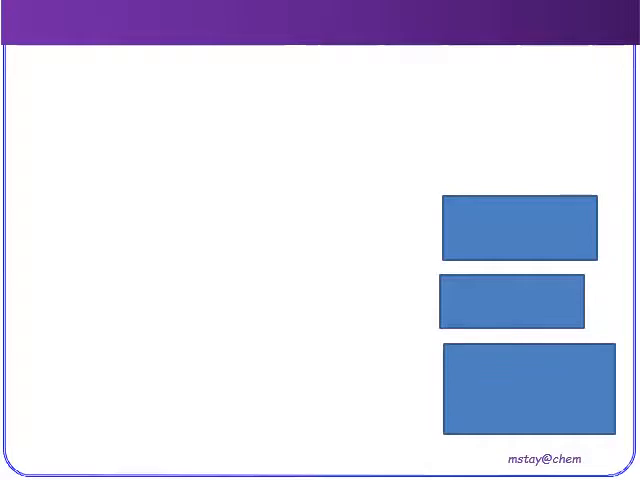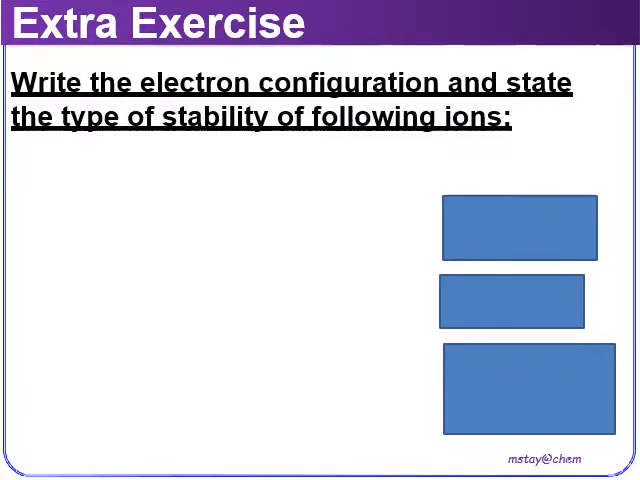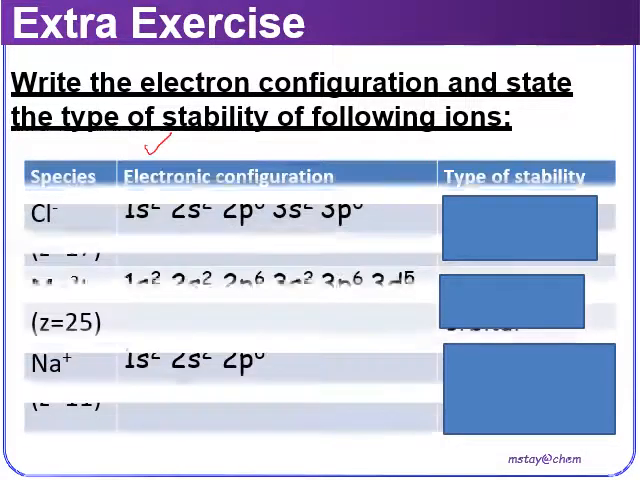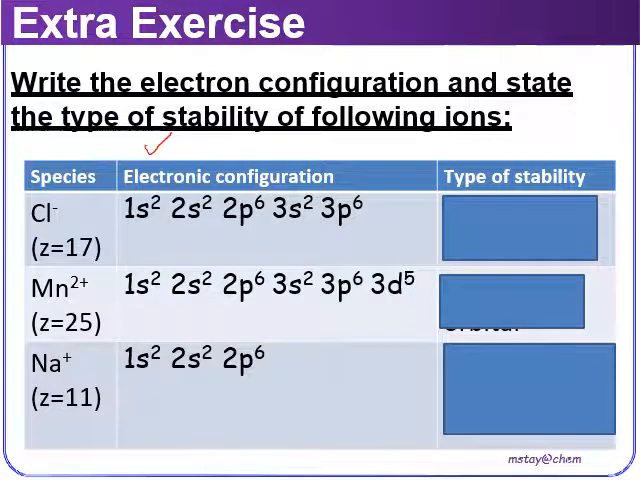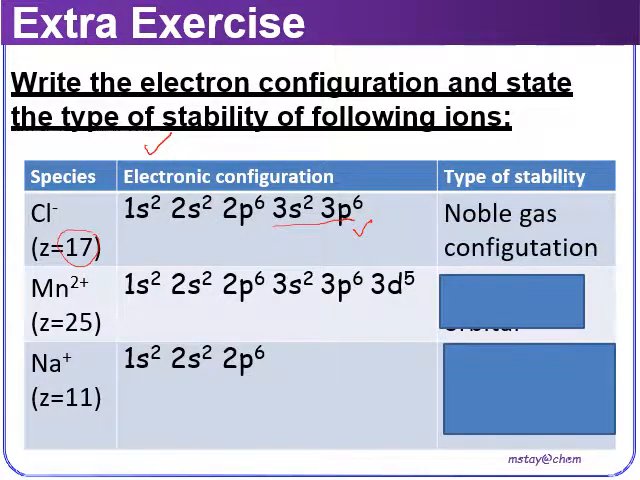Okay, let's look at more exercises, which also need you to write down the electron configuration and state the type of stability. So first one is the chloride ion. With the proton number 17, gain 1 electron, 18. So the electron configuration will end with 3p6. Because the electron configuration ends with s2p6, we know that the type of stability is noble gas configuration.